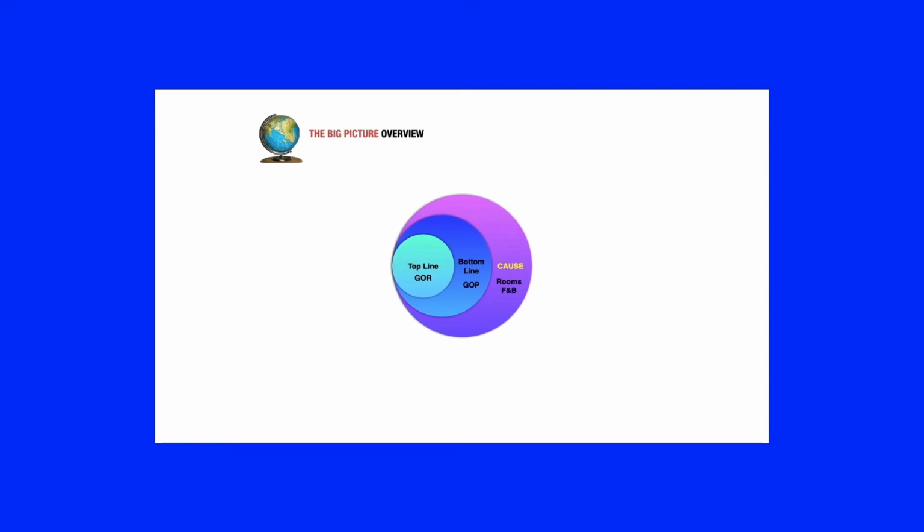In a profit and loss statement for a specific department, for example, food and beverage, however, they will still represent the same elements: revenues, profits, and cause. The only change will be the cause, which will be specific to that department.